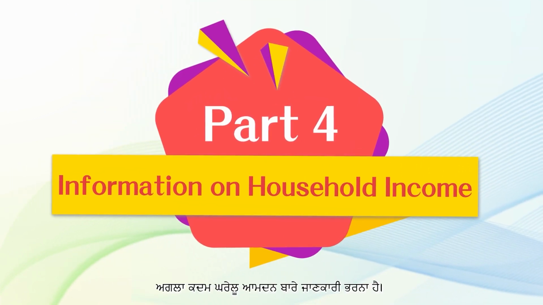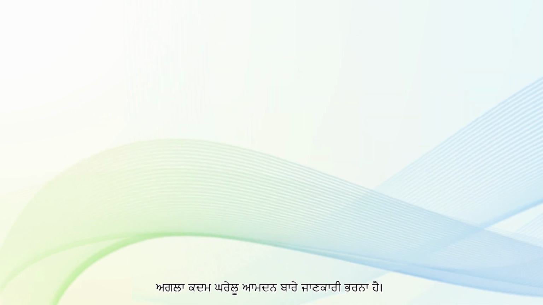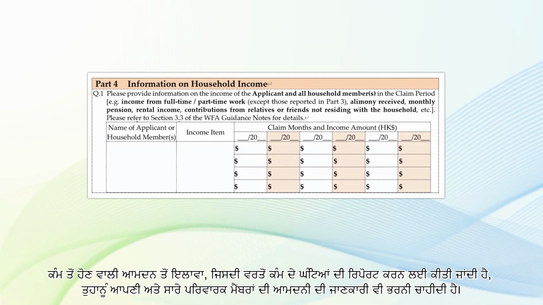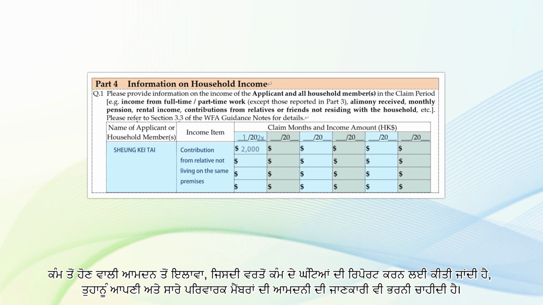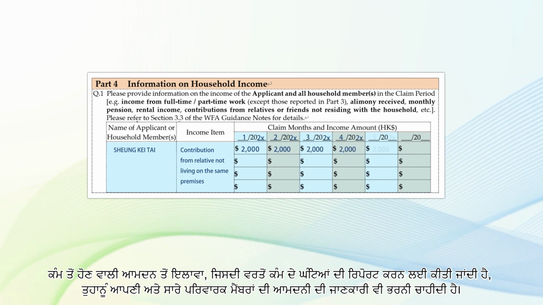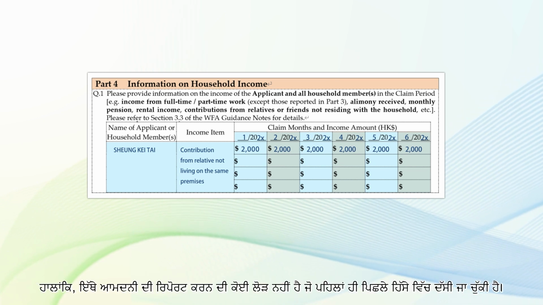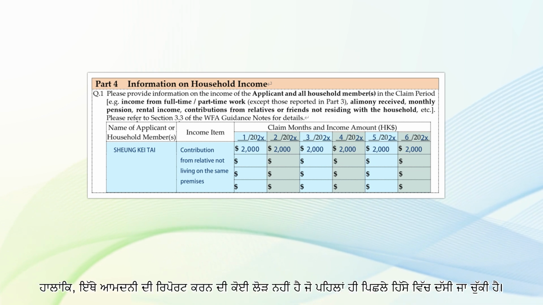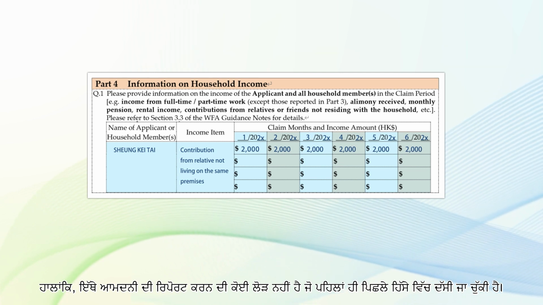Next step is to fill in the information on household income. Apart from the income from work that is used for reporting, you should also fill in your income information and that of all household members. However, there is no need to report here the income that has already been reported in the preceding part.